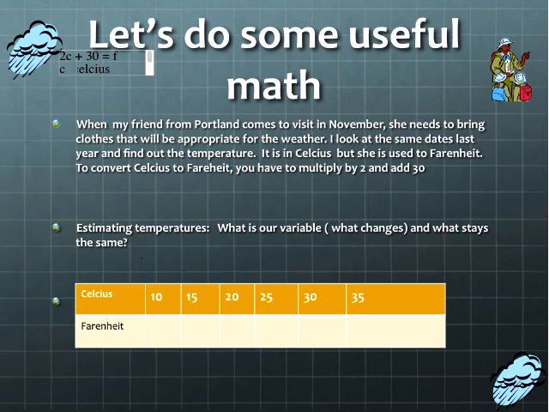I'm going to make this a little bit bigger so you can see it. Well, maybe I can make it bigger. I don't know. Some days, you know, not easy. All right. So there's our 2C plus 30 equals F, where C is Celsius and F is Fahrenheit. We can't quite see Fahrenheit unless you use the slider bar.